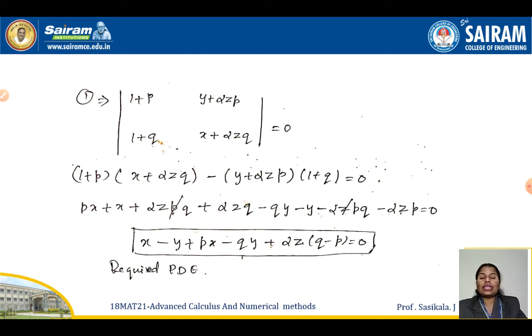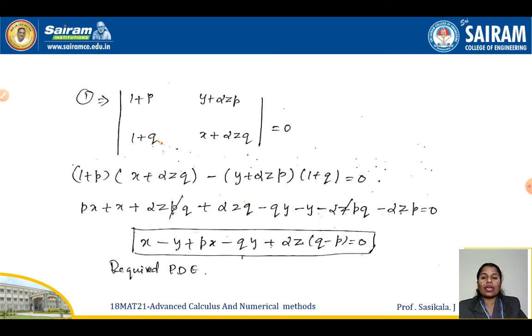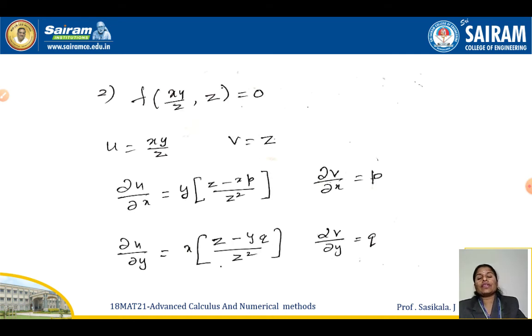So you try with this Jacobian method. It is very simple compared to the remaining methods of eliminating arbitrary functions. This is a very easy method to do it. So we'll go with one more example to understand.